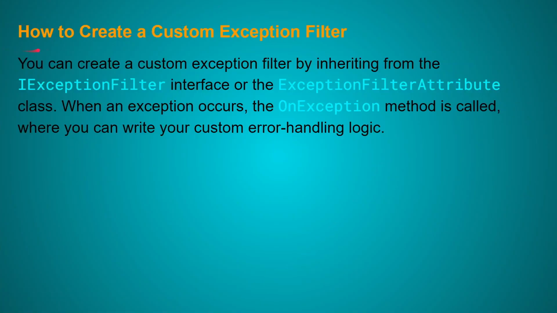Now we'll see how to create a custom exception filter. You can create a custom exception filter by inheriting from the IExceptionFilter interface or the ExceptionFilterAttribute class. When an exception occurs, the OnException method is called, where you can write your custom error handling logic.